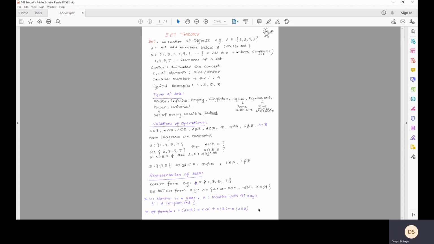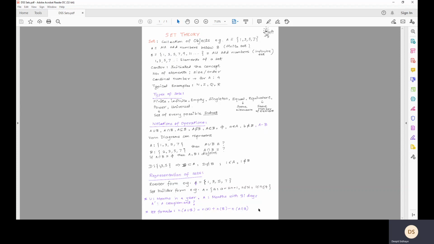So now, what all have you understood? You've understood what a set is. You can give some examples of sets. You know different types of sets, their notations of operations such as A union B, A intersection B, A subset of B, etc. You can represent a set in roster form as well as set builder form. And you know concepts such as a disjoint set, complement of a set, empty set, singleton set, what are equal and equivalent sets, what's the difference, or a power set, which is basically the set of every possible subset, etc.